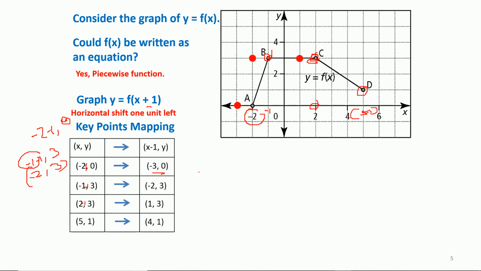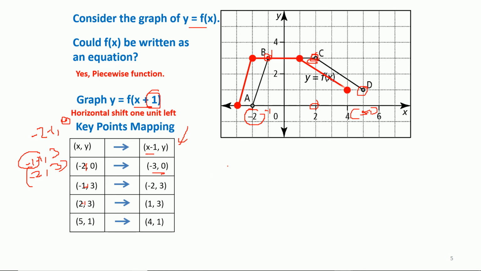So this is the key point mapping of function f of x plus 1. It was initially f x. Now we want to shift it, or you can say horizontal shifting, 1 unit left. That is why we added 1 to this. And of course, when we are adding 1 in the function, we are subtracting here.